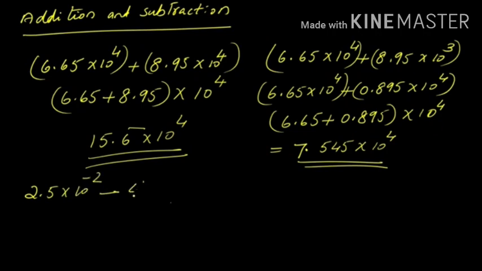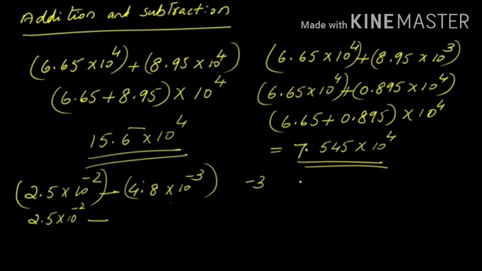So the next example we are taking is 2.5 into 10 raised to minus 2 minus 4.8 into 10 raised to minus 3. Again, here the exponents are different. The first digit has an exponent of 10 raised to minus 2. The other one has an exponent of 10 raised to minus 3. So again I'm going to change the second number's decimal point.